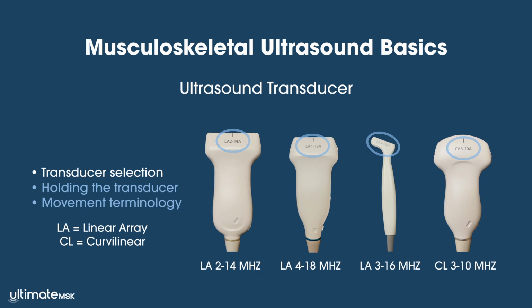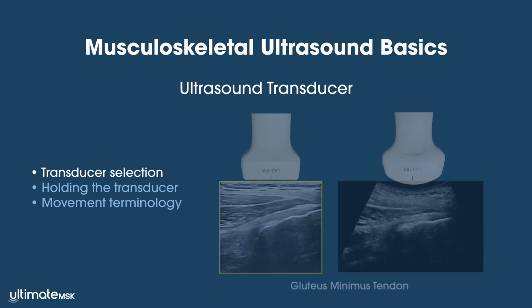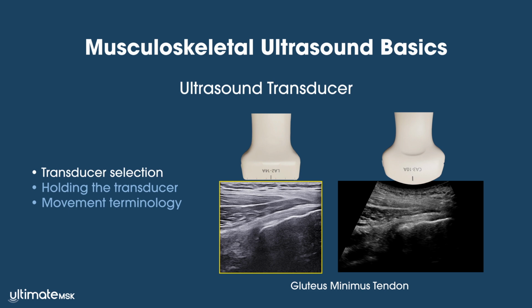In addition to offering a range of frequencies, ultrasound transducers used in musculoskeletal imaging are typically either linear array or curvilinear probes. Linear array transducers have a flat surface, emitting ultrasound beams in parallel lines, which creates a rectangular field of view. They generally operate at higher frequencies, providing superior image resolution compared to curvilinear transducers.